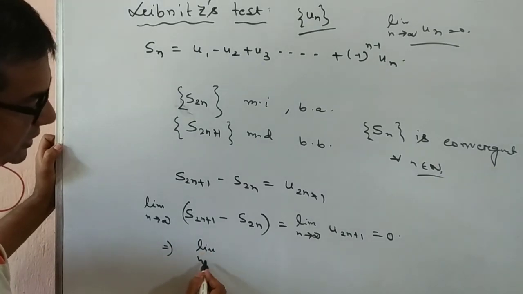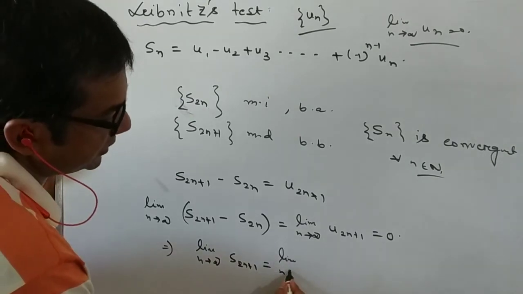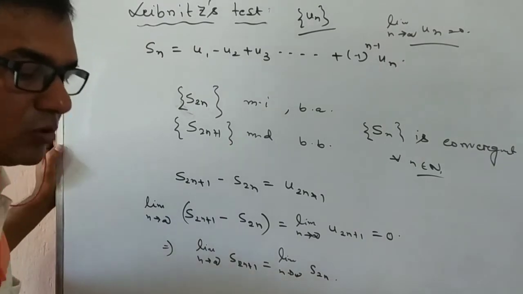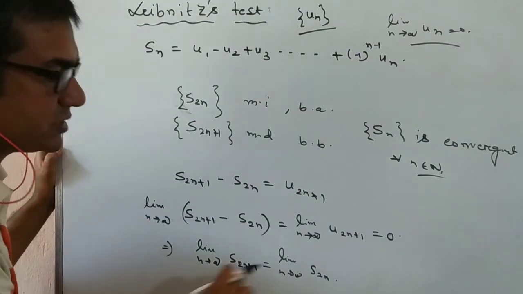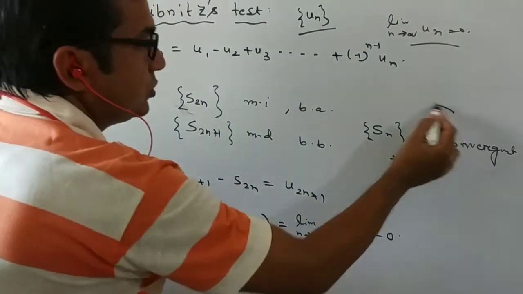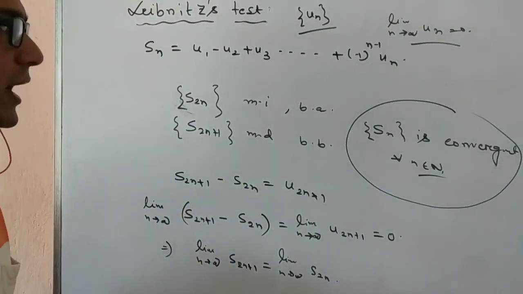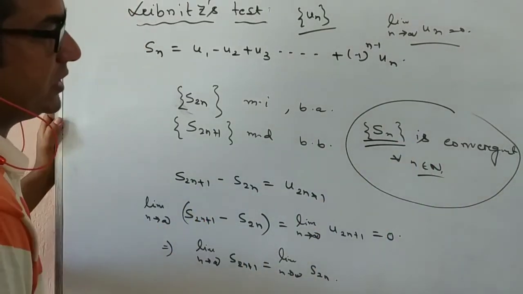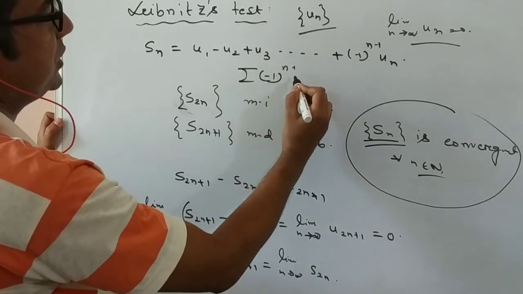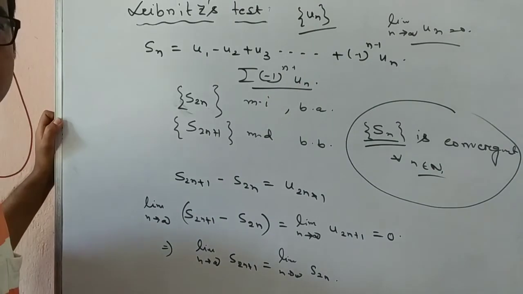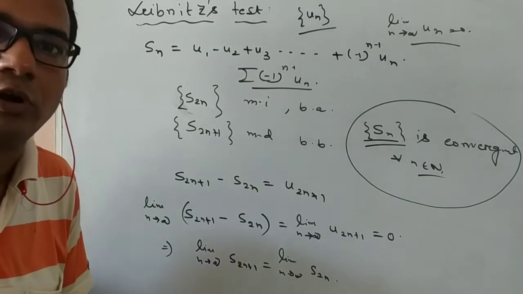Hence limit n tends to infinity S_{2n+1} equal to limit n tends to infinity S_{2n}. That is, both the sequences are convergent and converge to the same limit. So we can conclude that the sequence S_n is convergent for all n belonging to the natural numbers. And since the sequence of nth partial sums is convergent, the series summation (-1)^(n-1) u_n must be convergent. This is the proof of Leibniz's test of convergence for alternating series.